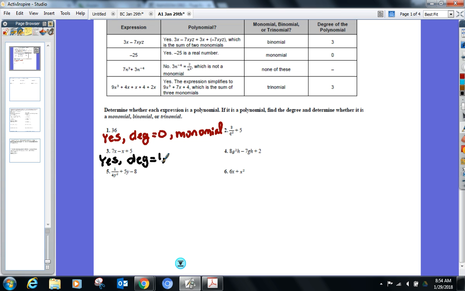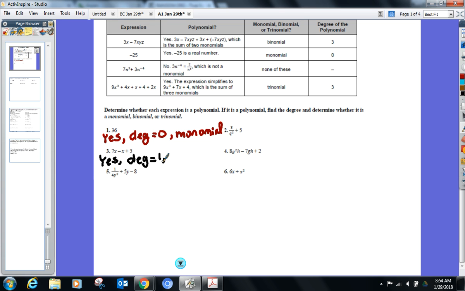And I'm going to catch somebody here. Is it monomial, binomial, or trinomial? Some of you see 1, 2, 3 terms. Each term is separated by a subtraction or addition sign. So I wouldn't blame you right now if you called this a trinomial, but it's not.